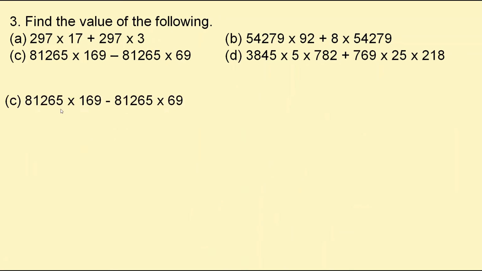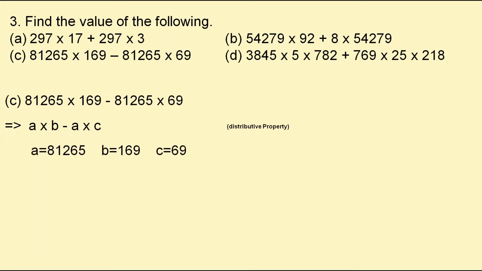81,265 into 169 minus 81,265 into 69. And this is equal to the distributive property, that is with minus sign. Okay. Now when we compare these two equations, we understand that a is equal to 81,265, b is equal to 169 and c is equal to 69.